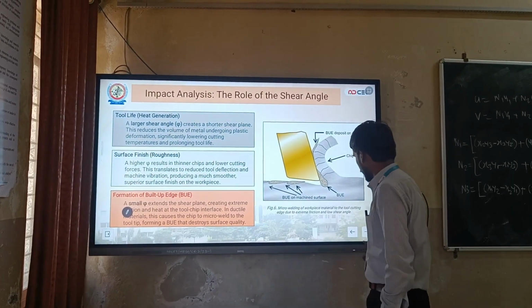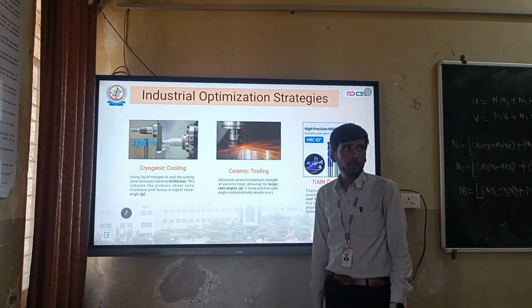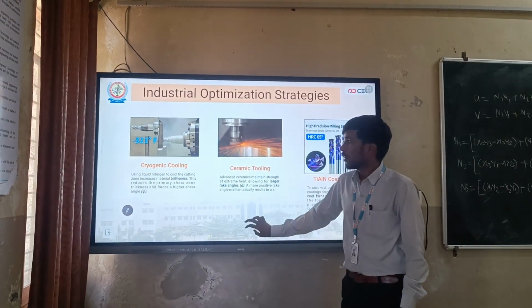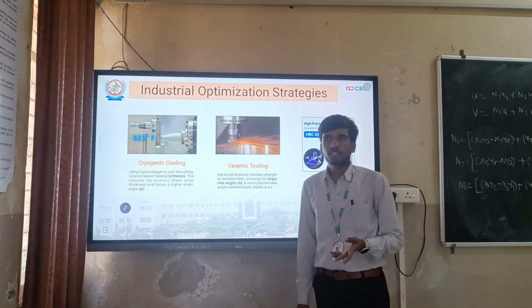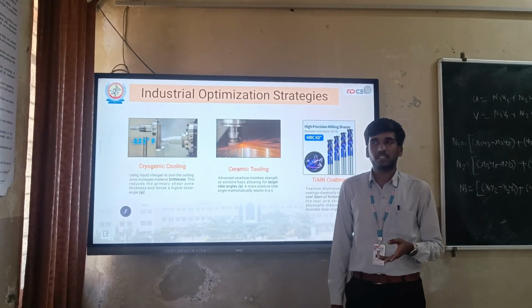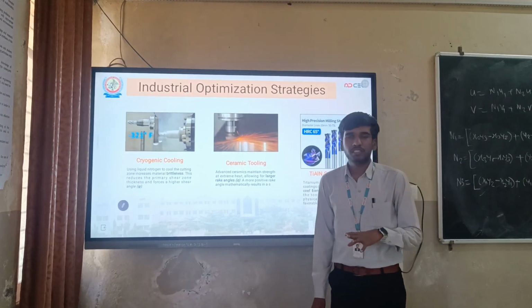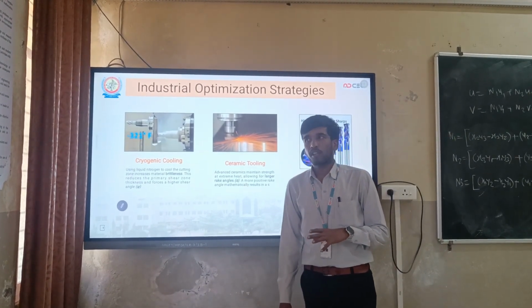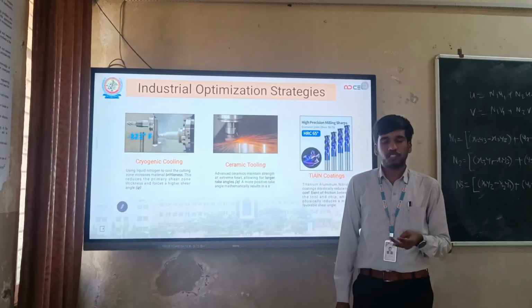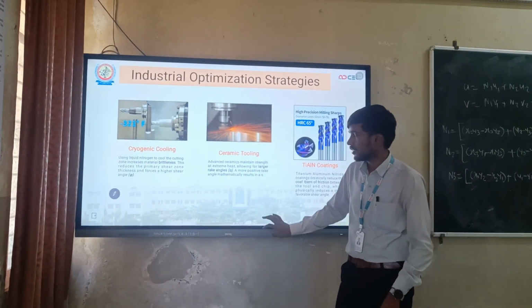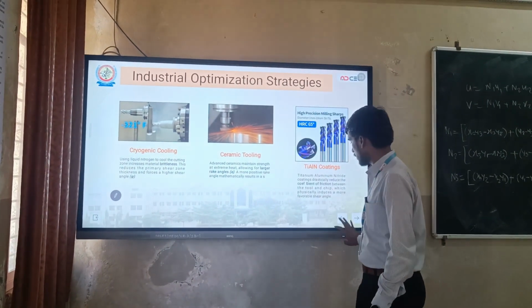For that, we can use some optimization techniques. We can use a liquid cooling system for heat resistance. Then we can adjust the rake angle for balancing the phi angle. Then we can adjust the cutting speed for balancing the operations. So these things are done.